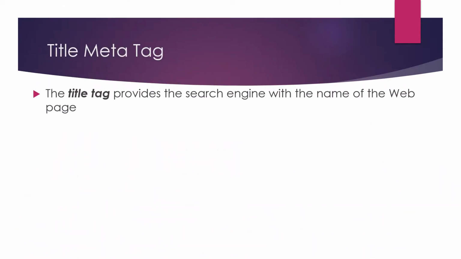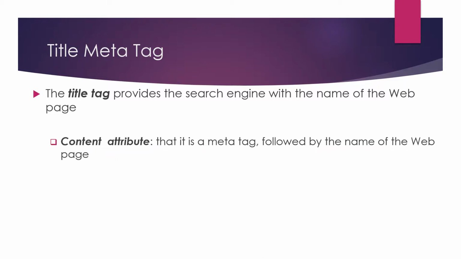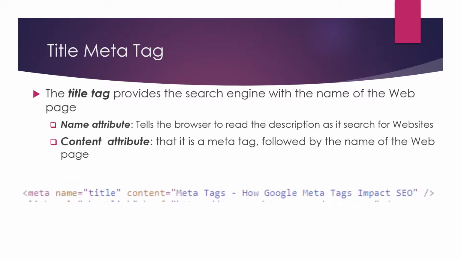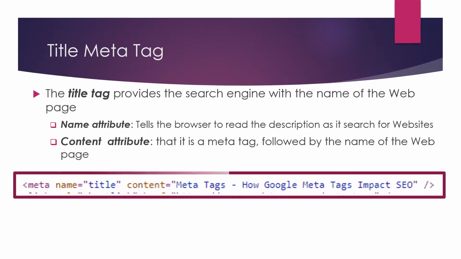Looking closely at the title metadata tag, the title tag provides the search engine with the name of the web page. You will have the content attribute and the name attribute. So when we write this out, we will use the metadata tag, which is a single tag. You will use name equals title and content equals, and we'll put in meta tags, and then we'll put in the name of the website.